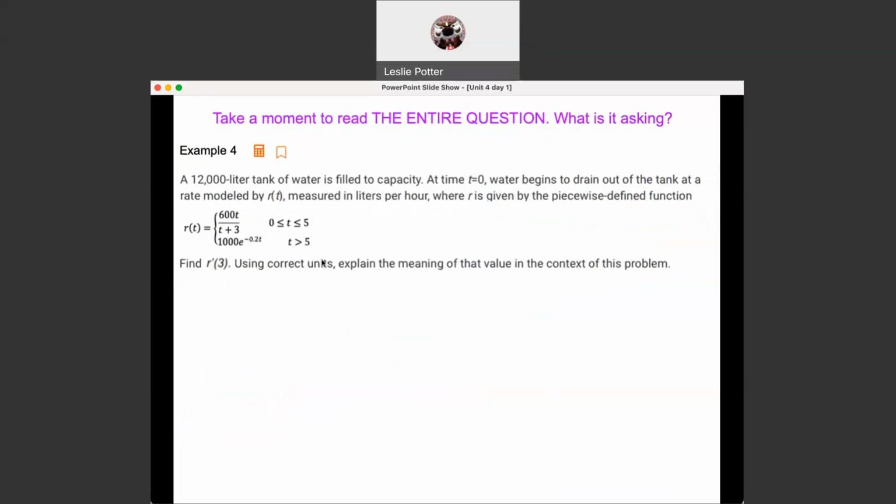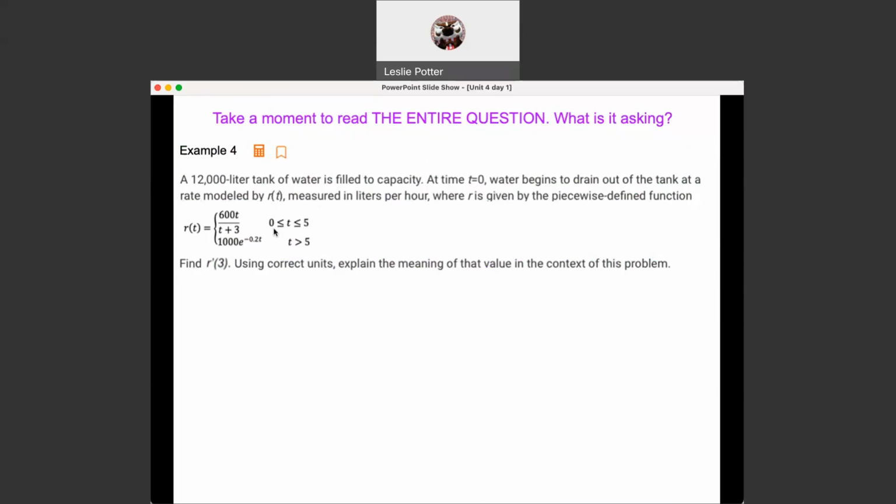All right, let's take a look at example 4. So example 4 is a calculator question. A 12,000 liter tank of water is filled to capacity at time t equals 0. Water begins to drain out of the tank at a rate modeled by R of t, measured in liters per hour, where R is given as this piecewise function. So it says find R prime of t when t equals 3.